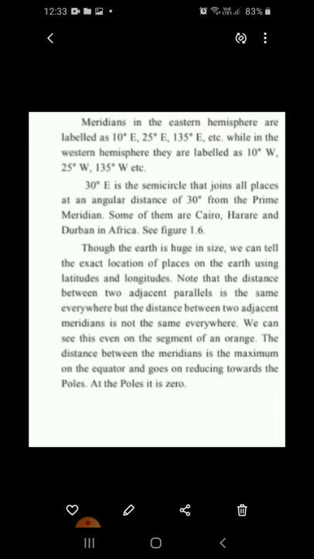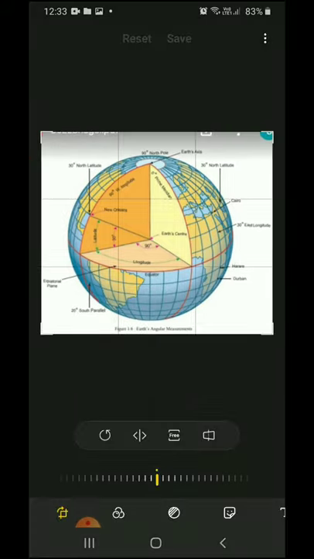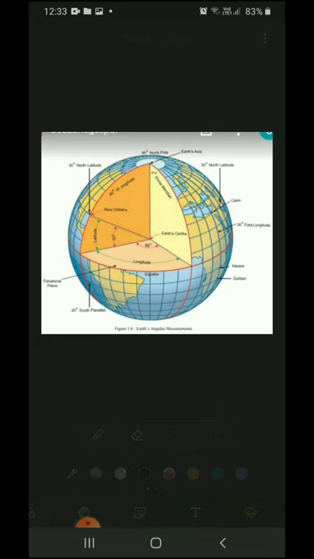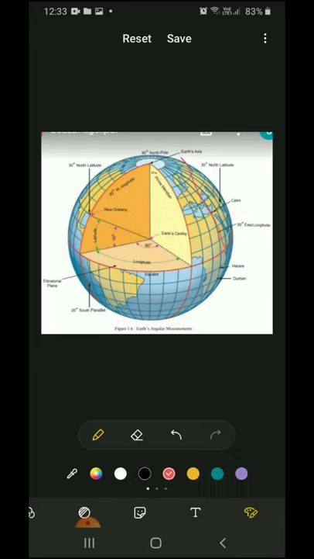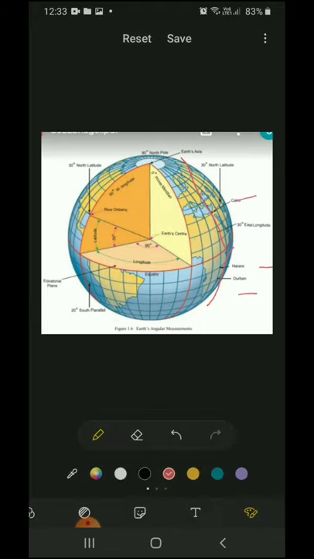So let us go to diagram 1.6. Here is diagram 1.6 and here is your 30 degree east. Okay, have a look here. This is your 30 degree east longitude. Can you see, this is your 30 degree east longitude, and all the places shown here are Durban, Harare, Cairo. These are all the places lying on the 30 degree east longitude.